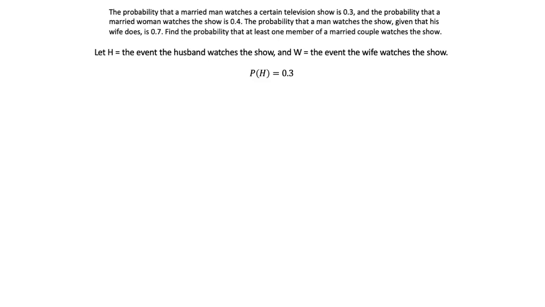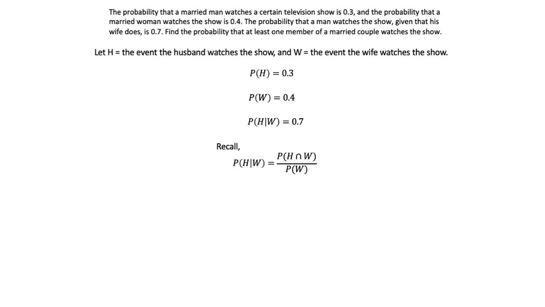The probability that a married man watches a certain television show is 0.3. The probability that a married woman watches the show is 0.4. The probability that a man watches the show given that his wife does is 0.7. Find the probability that at least one member of a married couple watches the show. We'll let H be the event the husband watches the show, and W be the event the wife watches the show. The probability of H is 0.3, the probability of W is 0.4, and the probability of H given W is 0.7.